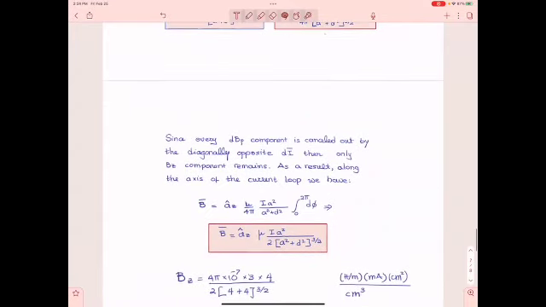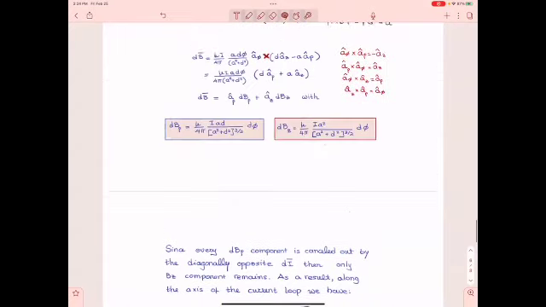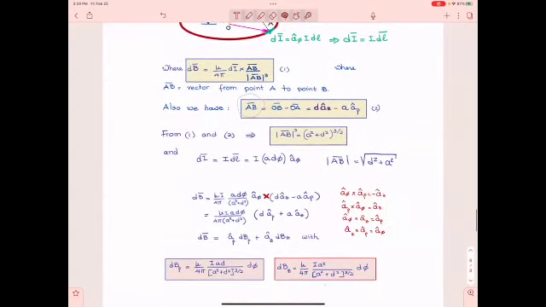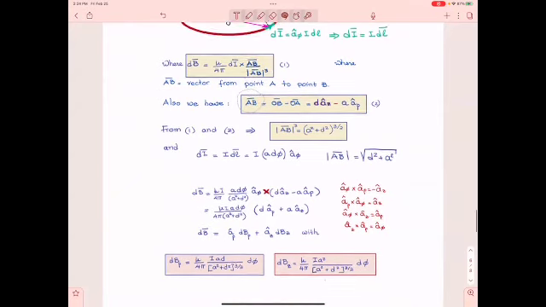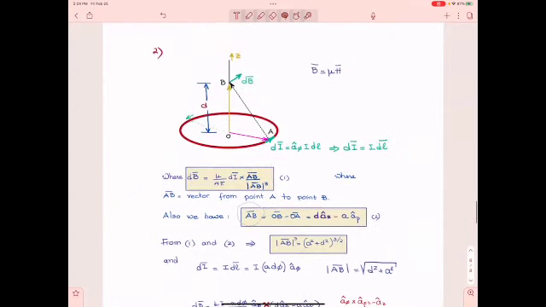And if I wanted to find the whole field, I have to make the following observation here. Instead of trying to use both components and integrate both, I observe that my radial component is practically going to be canceled out.